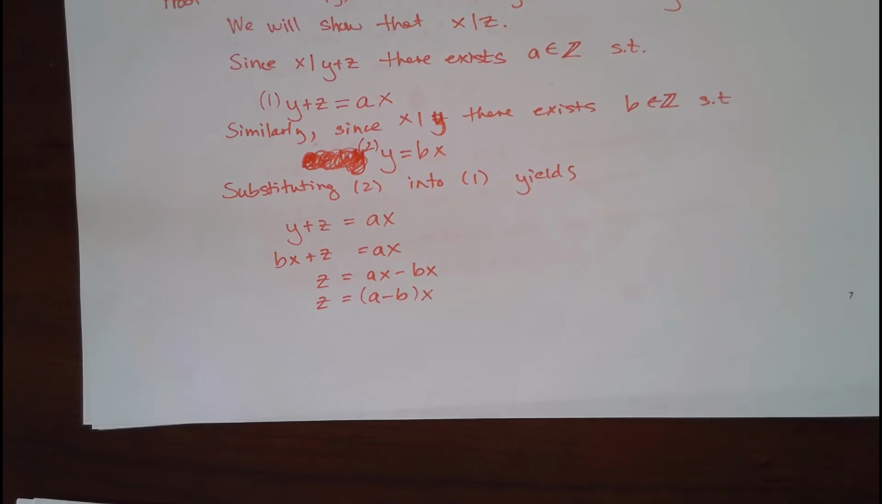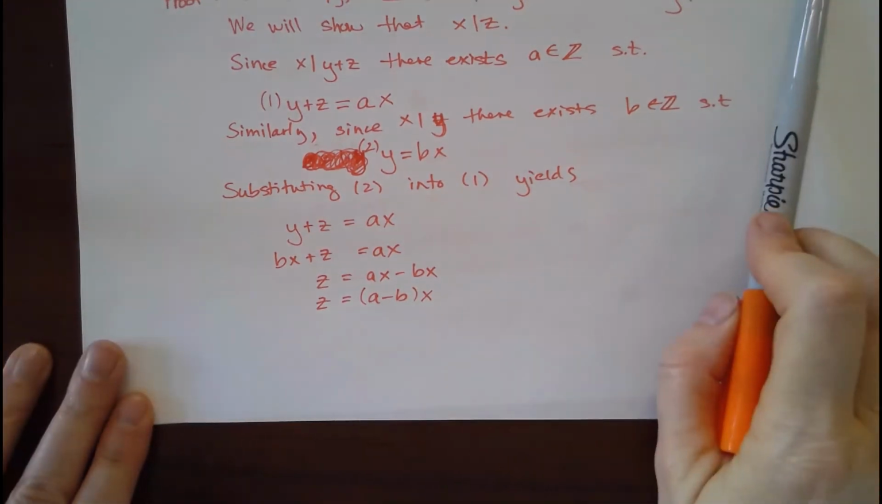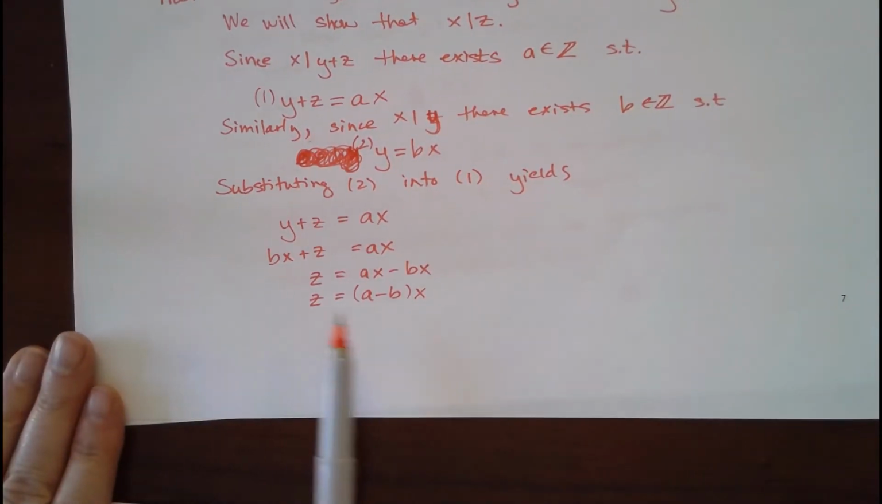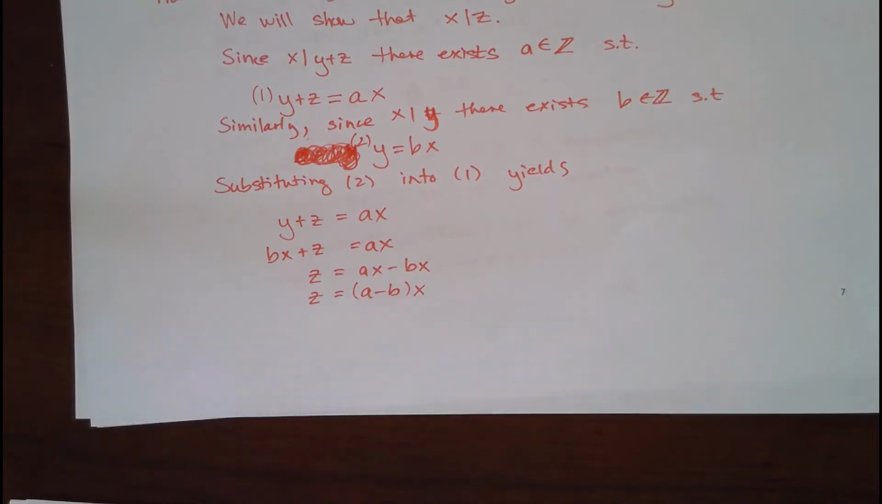But so we know a and b are integers, but what's really important? It's almost so obvious that you're overlooking it. I said, if we want to say that x divides z, we have to prove that z is an integer multiple of x. Oh, so we just divide z by x. So we have to know that what is an integer? a minus b.